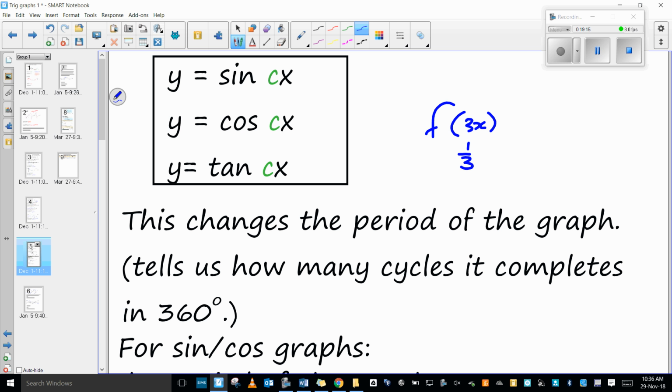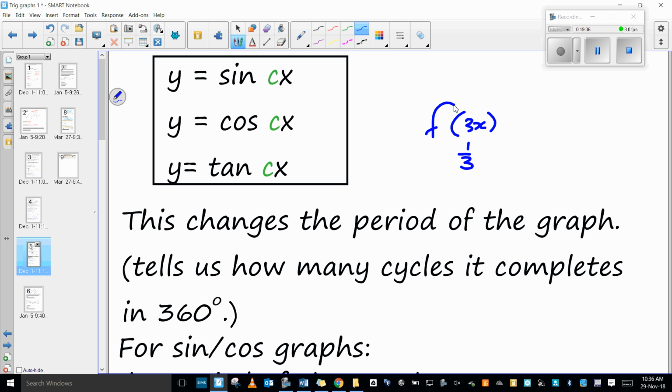Alright, so the minus, remember the minus inside the bracket should reflect it in the y-axis. So it would reflect it in the y-axis and also change the speed of it. Yeah? I'm trying to use my words very carefully here. So this changes the period of the graph.